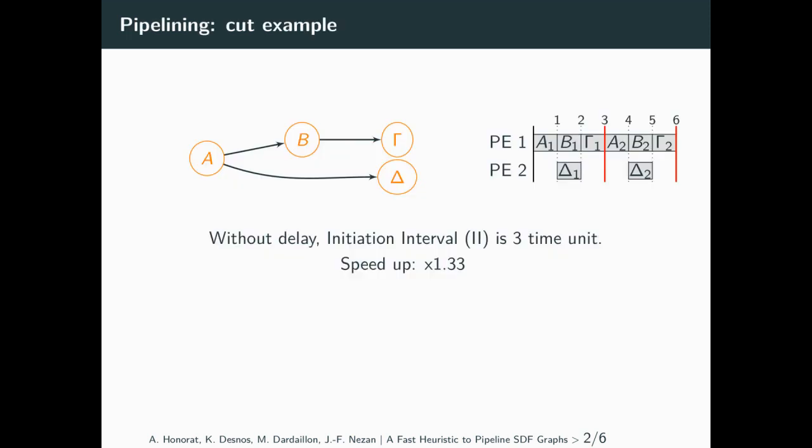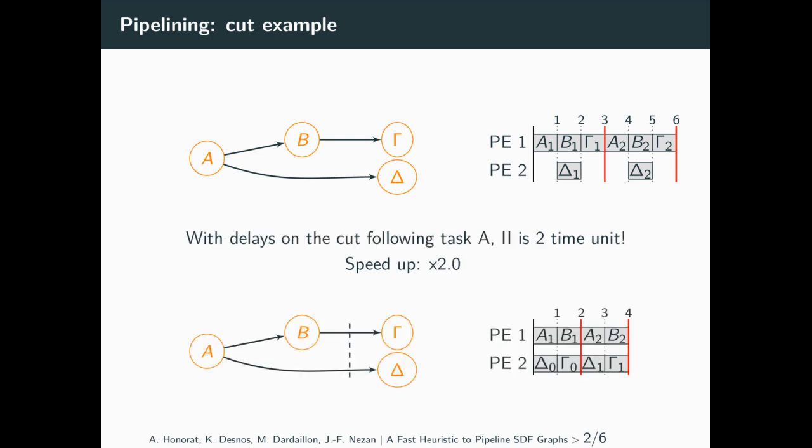With the task graph on the left, without any delay, we obtain the schedule presented on the right. Initiation interval is 3 time unit, which gives a speedup equal to 1.33 relatively to the sequential time. The schedule is repeated indefinitely, here 2 times. Now, if you add delays on the graph cut located after the task beta, the dependencies to task gamma and delta are delayed until the next schedule iteration, and the initiation interval is reduced to 2 time unit, giving a speedup equal to 2. Note that to be valid, a graph cut cannot cross cycles of the graph.